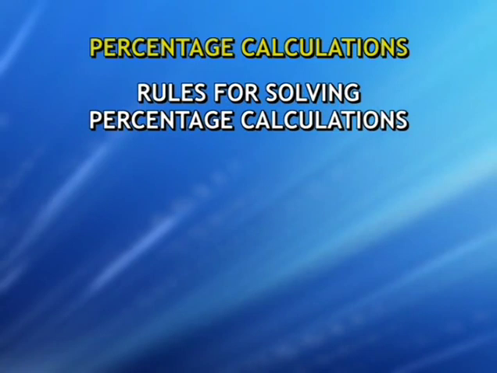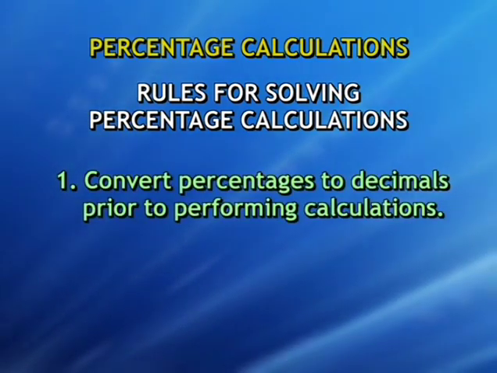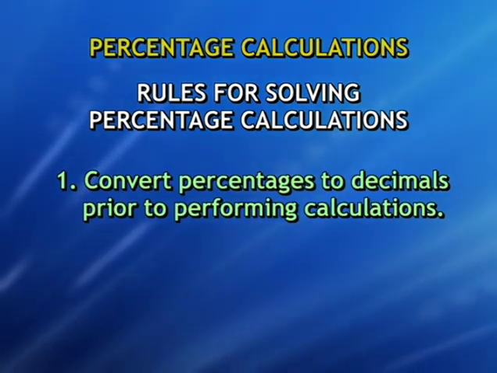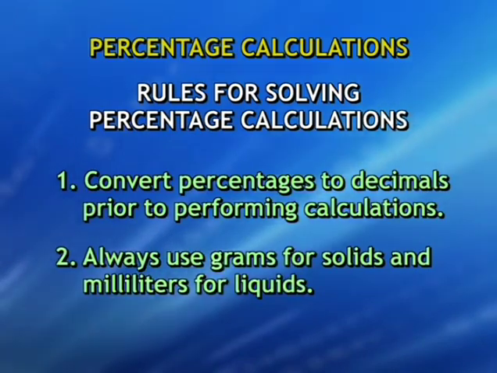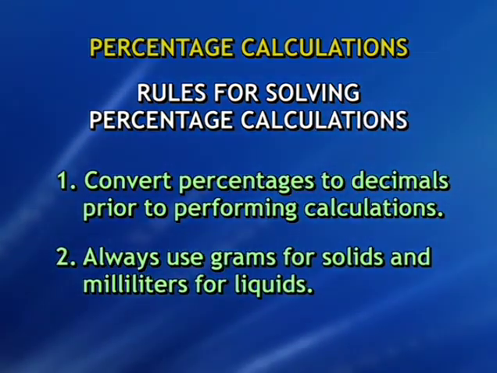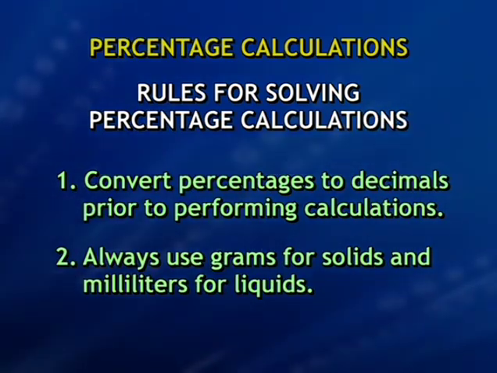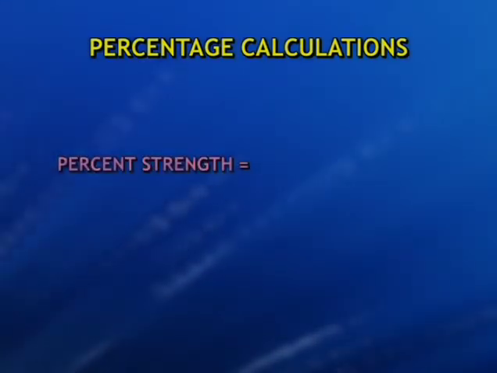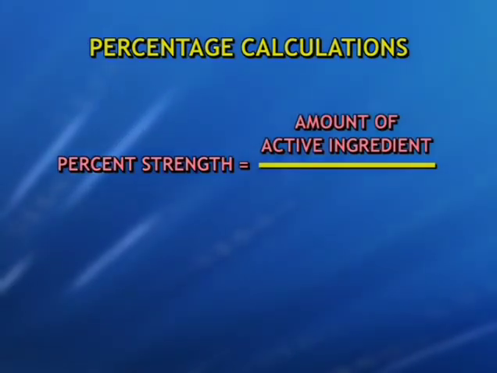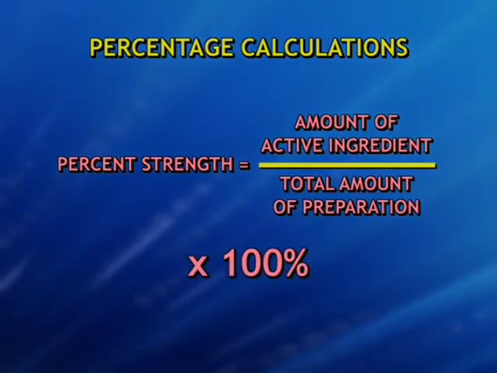There are two basic rules for solving percentage calculations. Number one, to perform calculations with percentages, you must first convert them to decimals. Number two, the quantities of the active ingredient and total amounts must always be in the same unit or denomination. Use grams for solids and milliliters for liquids. The fundamental percentage equation can be expressed as percent strength equals amount of active ingredient divided by the total amount of preparation times 100%.